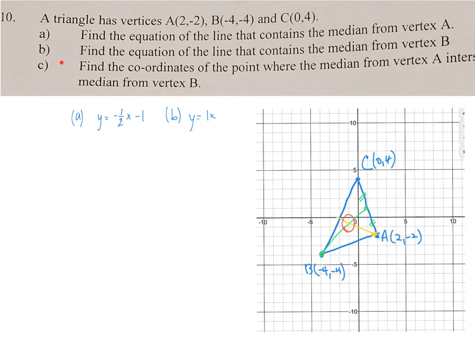Okay, for the third and final part, we are asked to find the coordinates of the point where the median from vertex A, so our yellow line, and the median from vertex B, the green line, intersect. We found the equation for the yellow line, that was y equals -1/2 x minus 1, and we found the equation for the green line, that was y equals 1x. Now we just have to solve that system.